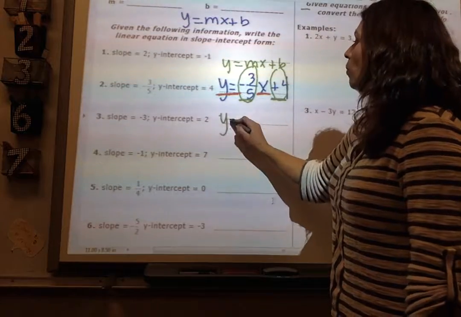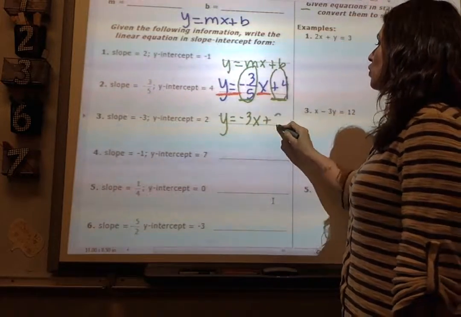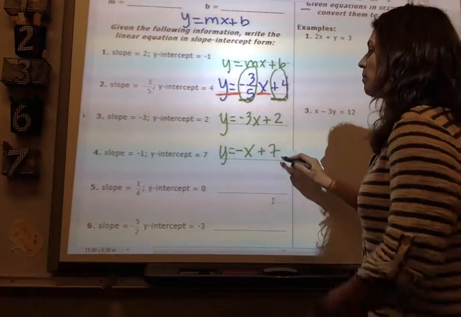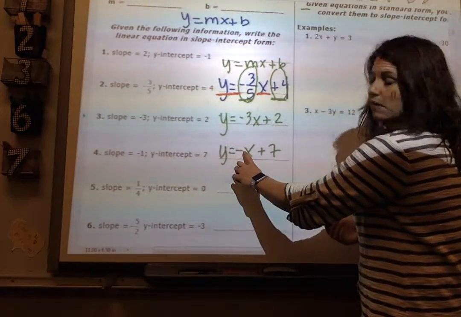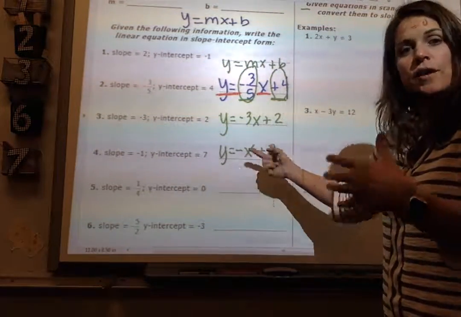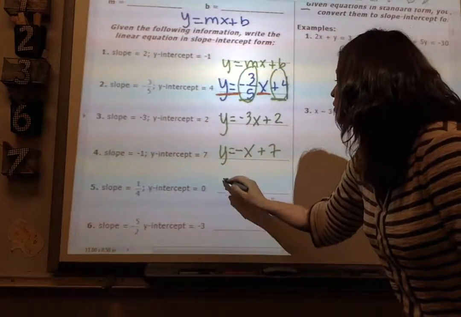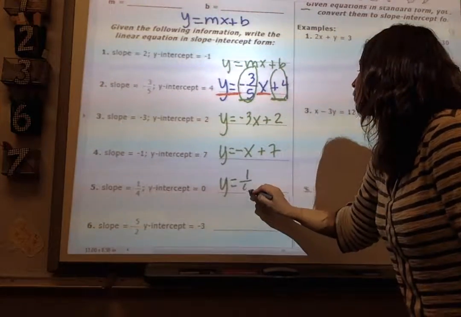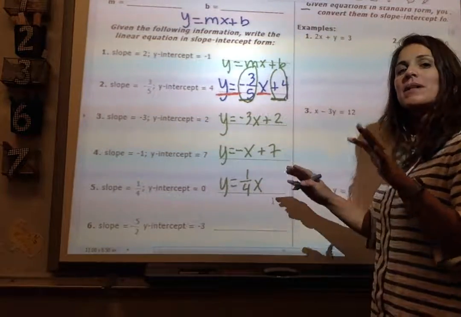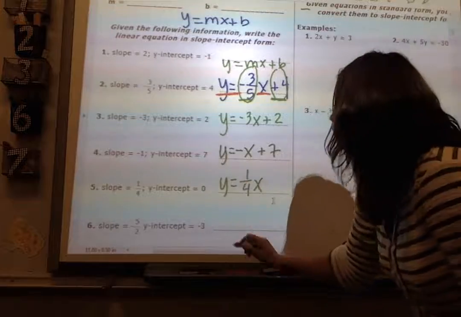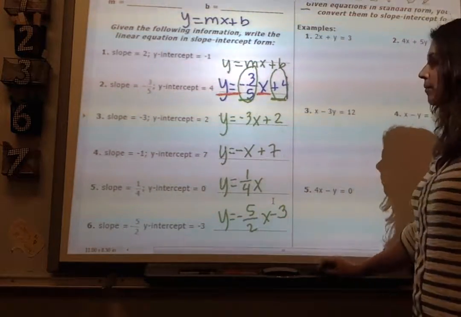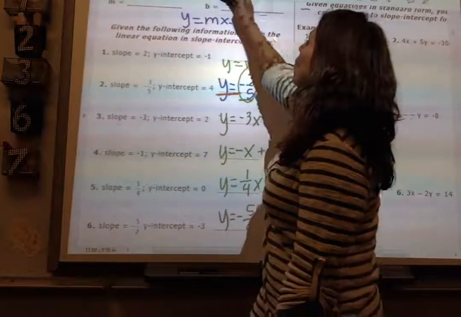So on number 3, y equals negative 3x plus 2. Number 4, y equals negative x plus 7. My slope is negative 1, or just negative, that's okay, and then plus 7. So your slope is the coefficient of x. On number 5, y equals 1/4 x. Do I need to add plus 0? I don't have to. I can, but it's not as simplified as it could be. Number 6, y equals negative 5/2 x minus 3. Okay? So that's slope-intercept form when we look at it.